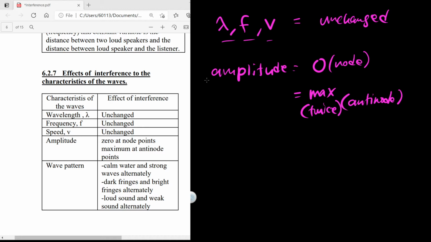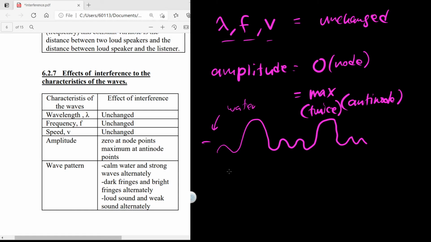And then the wave pattern. What will happen if we have two waves, let's say two water waves? We will have calm water and strong waves alternately. Maybe strong and then calm, and then strong and then calm. So this is what we call calm and strong waves alternately. This happens to water waves.